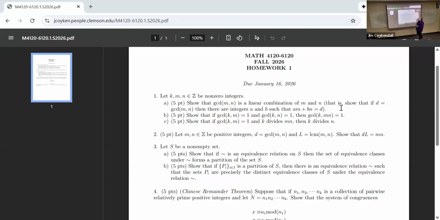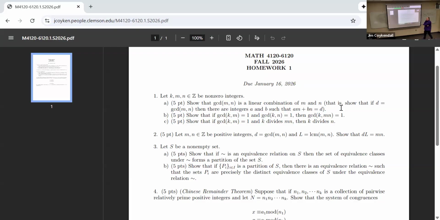Suppose K, M, and N are all non-zero integers. GCD, greatest common divisor. You all are familiar with this. Show that the greatest common divisor of two integers is a linear combination of the two integers that it's the greatest common divisor of. So in other words, show that if D is the greatest common divisor of M and N, then you can find two other integers, A and B, such that AM plus BN is D, right? So for example, this is a non-trivial result, right?